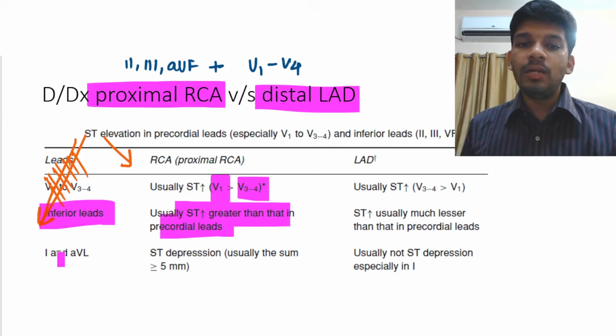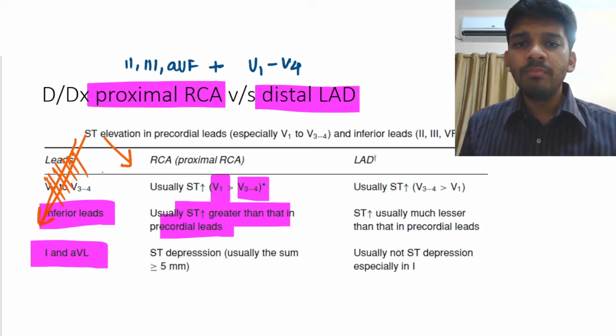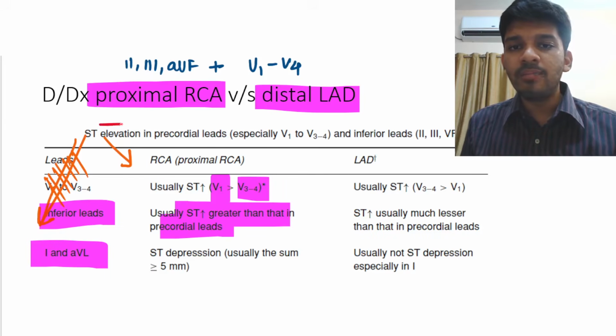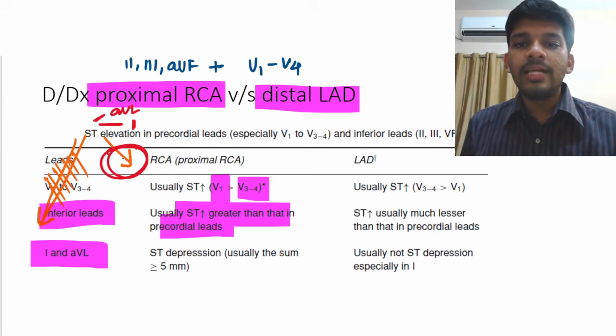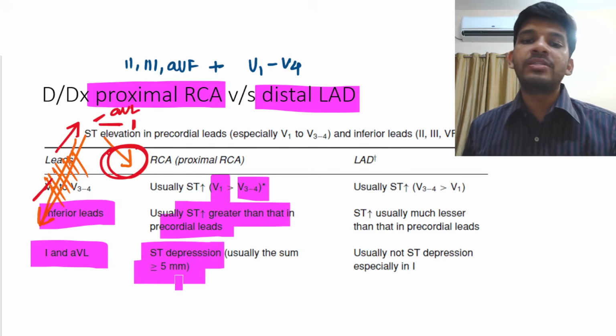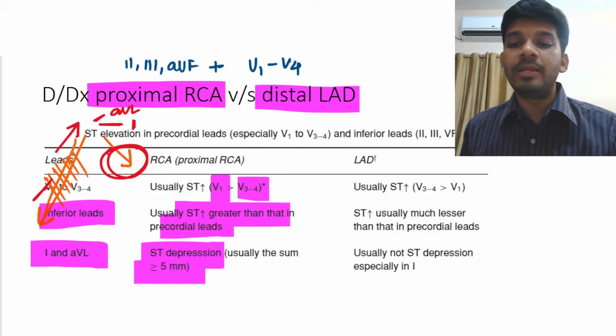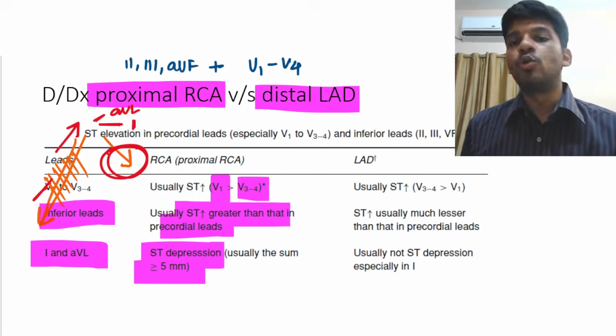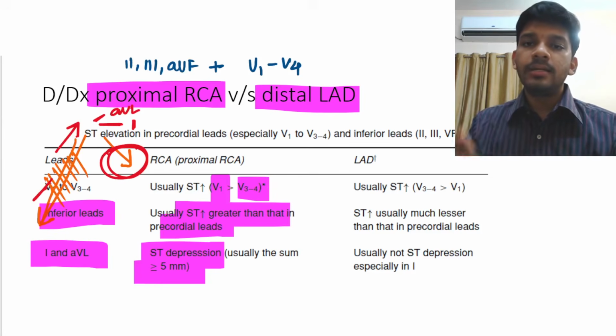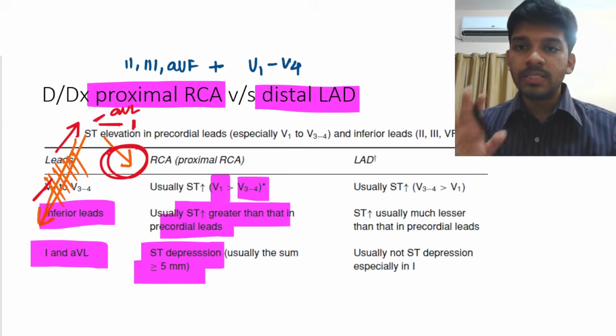Last finding is the finding in 1 and AVL. So if you remember the leads in the frontal plane, here is lead 1 and here is lead AVL. So for a distal LAD occlusion, they will not have ST depressions. Whereas if it is a proximal RCA occlusion, they come in the negative hemifield. They are reciprocal changes. So you will get prominent ST depressions. In fact, the sum of ST depressions in 1 and AVL is more than 5 millimeter in case of a proximal RCA occlusion. So those are the important findings that you have to keep in mind for a proximal RCA versus a distal LAD. Okay.